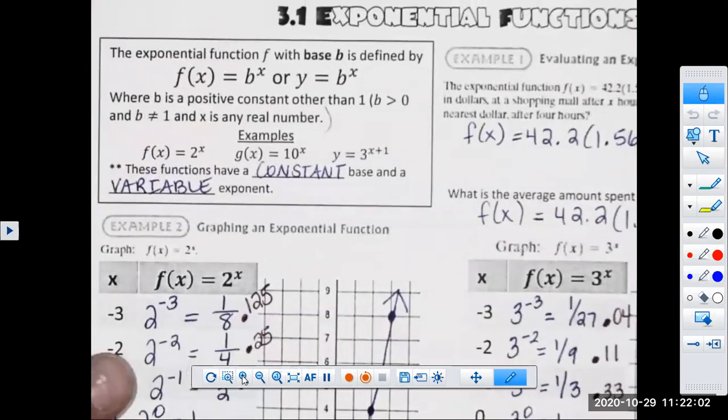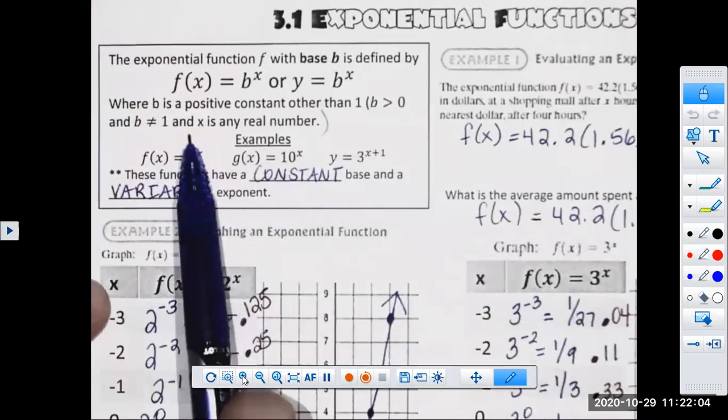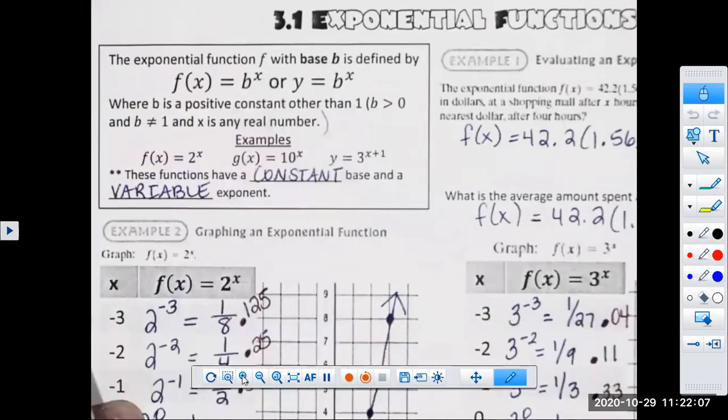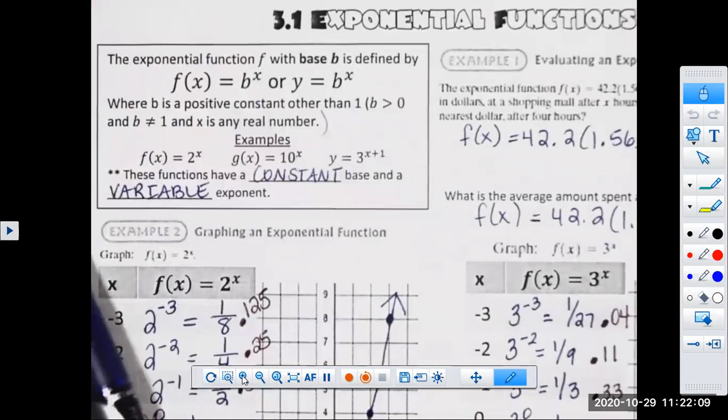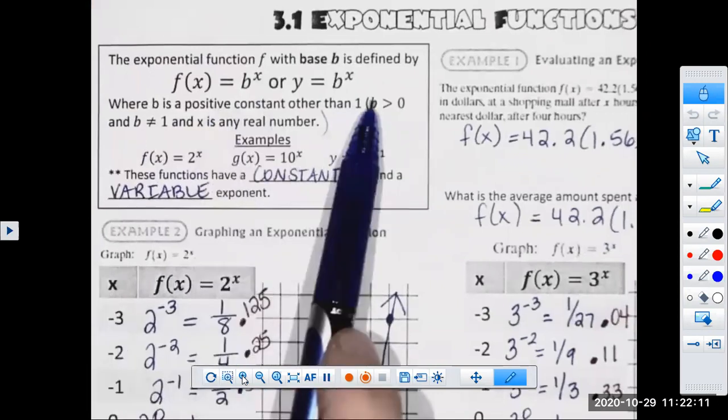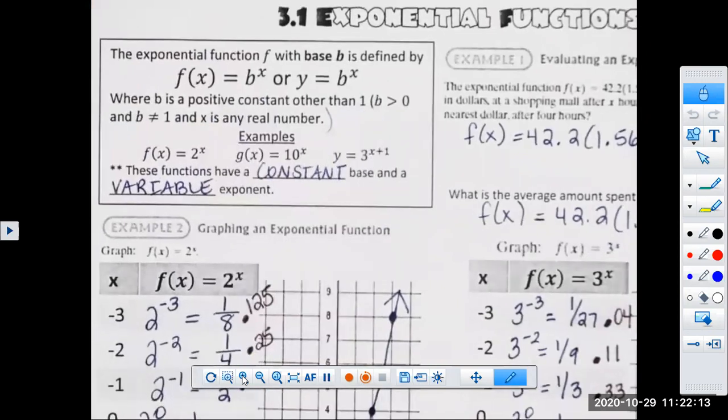Okay, so all of these functions are going to have a constant base. That's what b represents, is any constant other than, of course, it can't be equal to 1 and it has to be greater than 0.